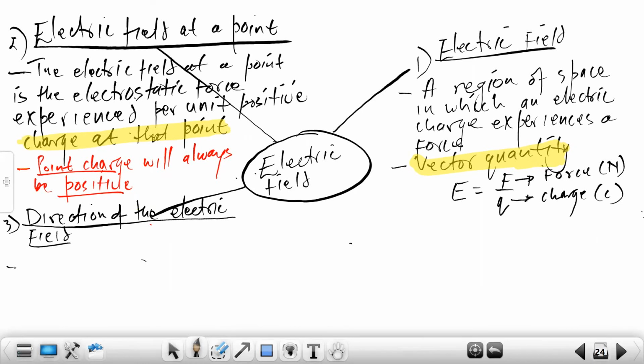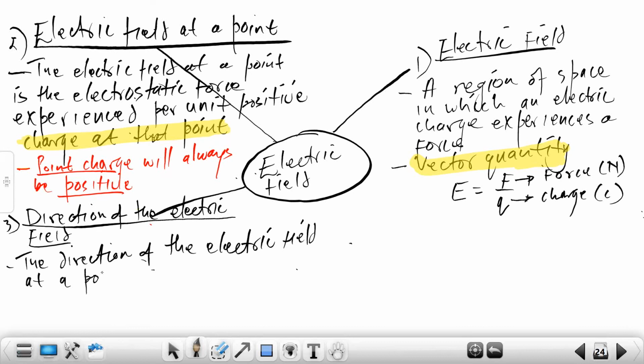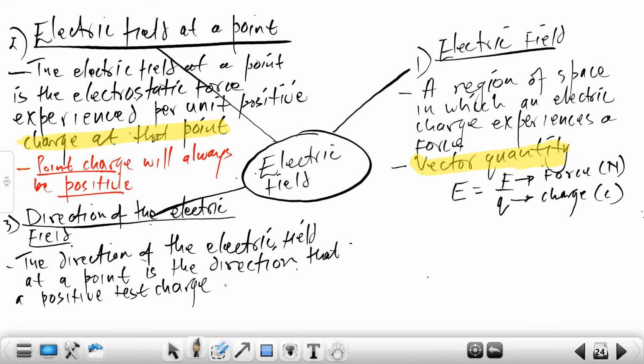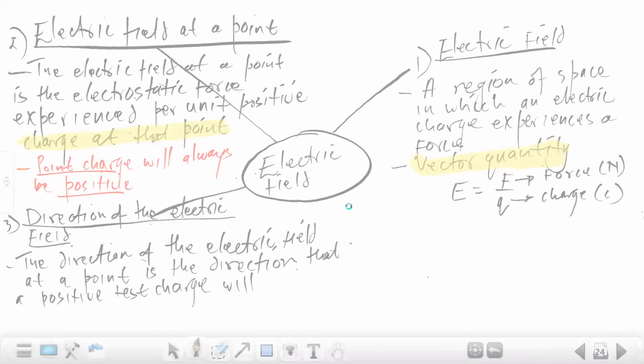So it basically says the direction of the electric field at a point is the direction that a positive test charge will move if placed at that point.